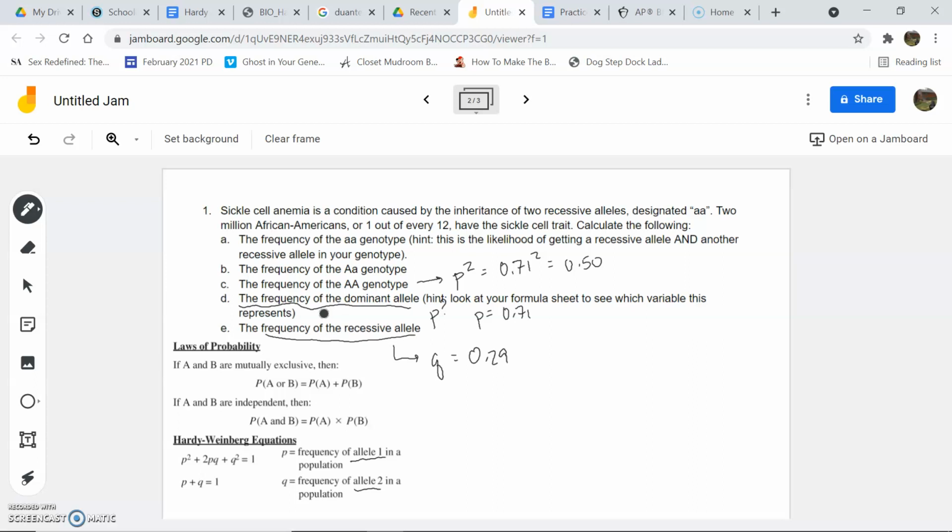So as you go through these problems, what you want to do is take the information that they give you, rearrange it so you know if it's Q squared or 2PQ or P squared, and then solve for P or Q. Once you have P or Q, you get the other one because you can always get the other one from this formula. And then you plug back in and you go through it.